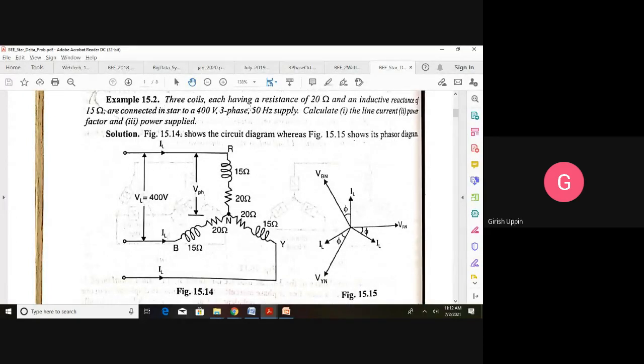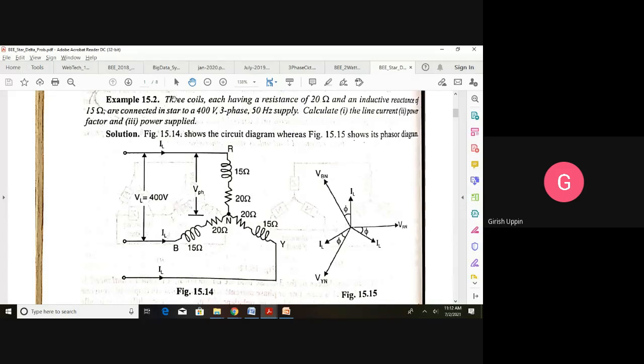Three coils, each having a resistance of 20 ohm and inductive resistance of 15 ohm, are connected in star to 400 volt 3-phase 50 hertz supply. So there are three coils, and each is having a resistance of 20 ohm and inductive reactance of 15 ohm. What is this? It is an RL circuit. R is 20 ohm, XL, inductive reactance, is 15 ohm. So that forms one coil.